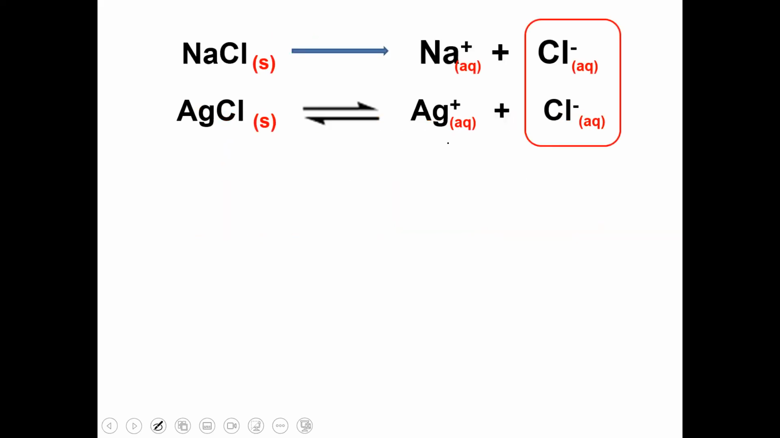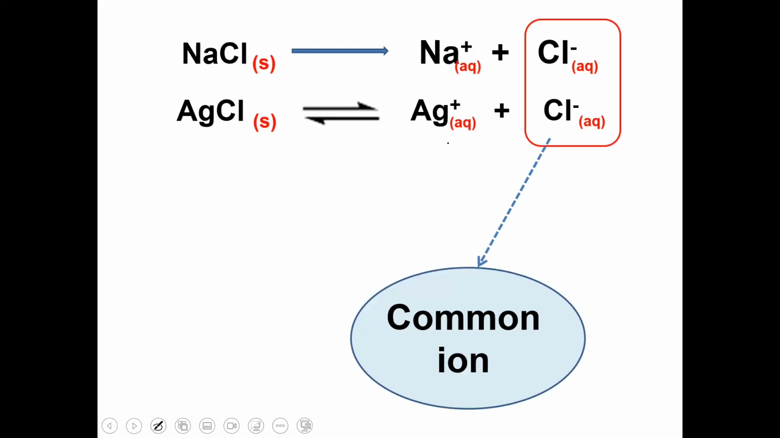Now, this is the common ion which you have to identify in the paper, and then you have to predict that the ion will reverse the Ksp value. You have to copy this.